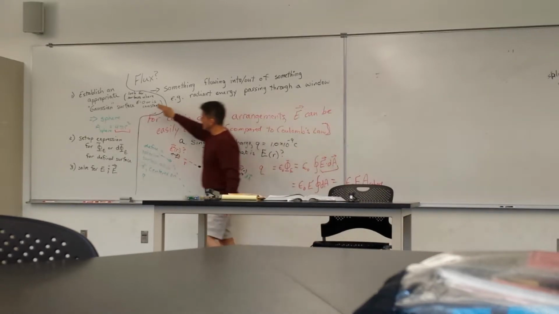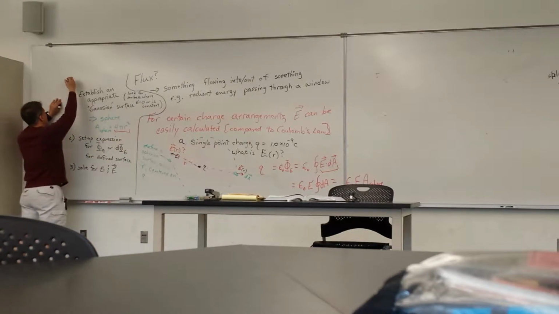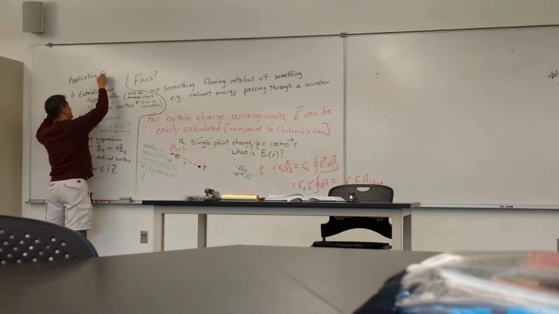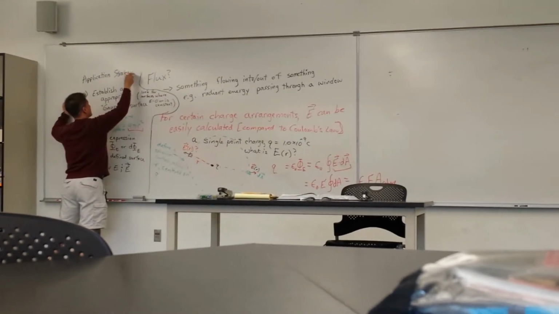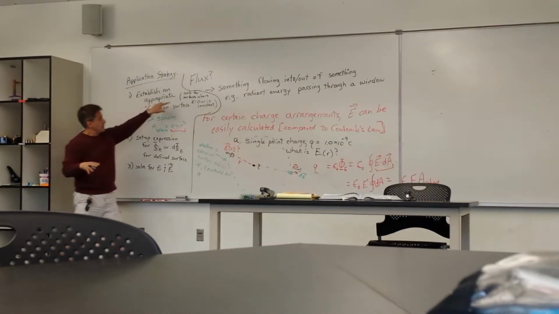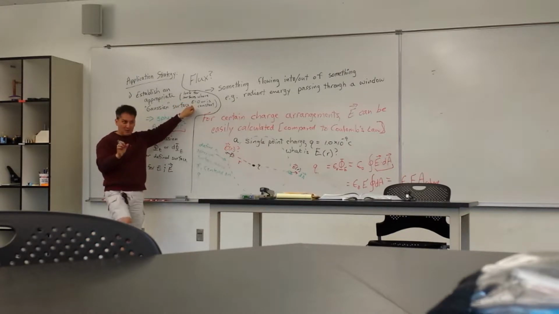So, by the way, I wrote over here sort of the basic approach, and I put it way off to the side, but this is the application strategy. So you always want to do this when you can. Establish your Gaussian surface. Specifically, look for regions or surfaces where the electric field is zero.